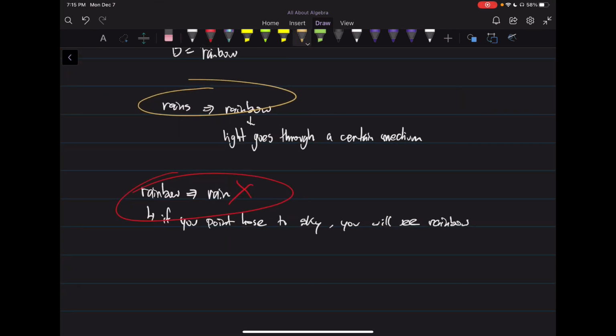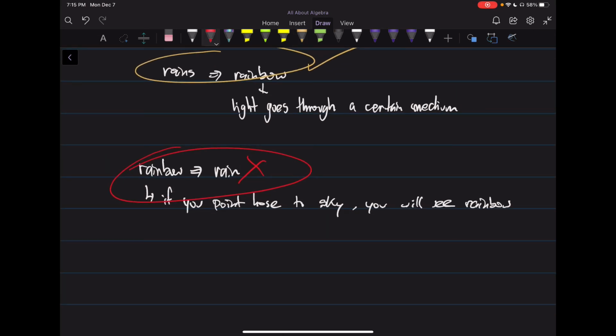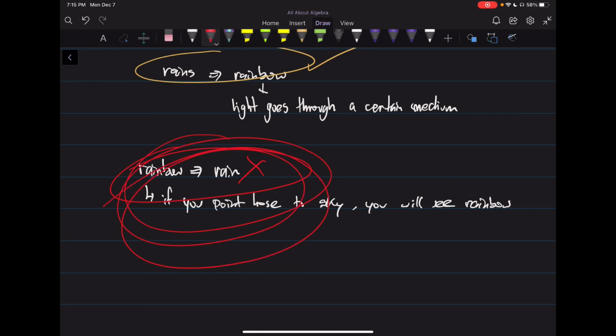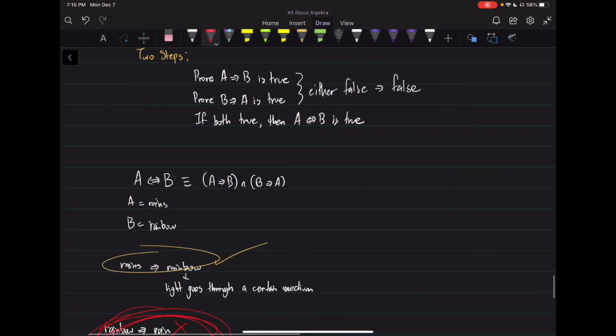So yes, if it rains, there will be a rainbow because there's a presence of water and light, and rain provides water, but rain is not the only source of water, which means that that direction is false, which means that this is overall false.